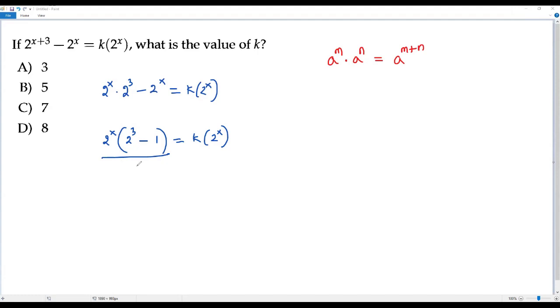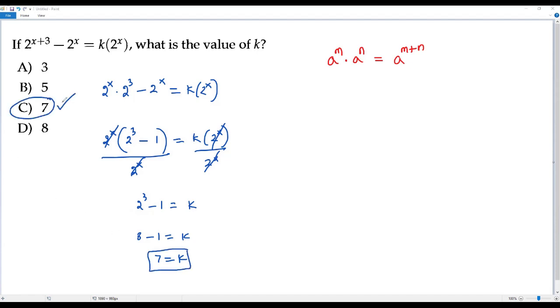Here we can divide both sides of this equation by 2 to the x power. When I do so, the 2 to the x power cancels out, and the same here. Now we get 2 to the third power minus 1 on the left side. On the right side, we have k. The evaluation of 2 to the third power is 8. Then we get 8 minus 1 equals k. 8 minus 1 is 7. 7 equals k. Here I got the value of the constant k. It is 7. We find 7 in answer choice C. The correct answer choice for this question is C.